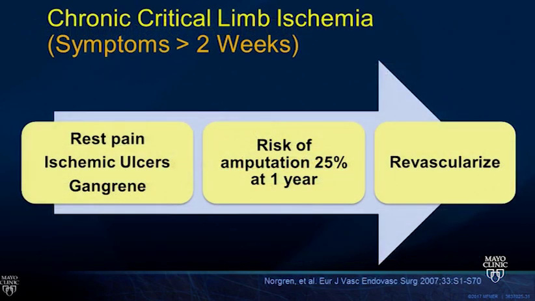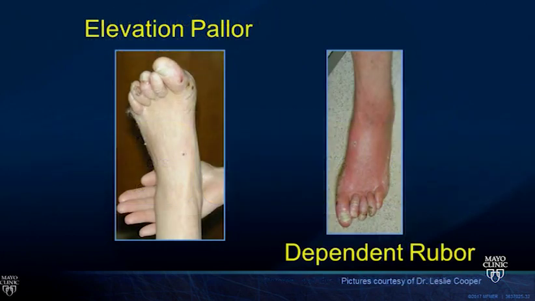And then this is on the total other end of the spectrum from asymptomatic, this idea of chronic critical limb ischemia. We'll spend some time talking about acute limb ischemia, but chronic critical limb ischemia is a whole other gamut, and one that I don't think will be tested significantly on the boards. But you should know that chronic limb ischemia is defined as symptoms lasting longer than 2 weeks. So acute is going to be less than 2 weeks. And rest pain, ischemic ulcers, gangrene, a high risk of amputation at 1 year. These patients really need to be revascularized to help prevent long-term tissue loss.